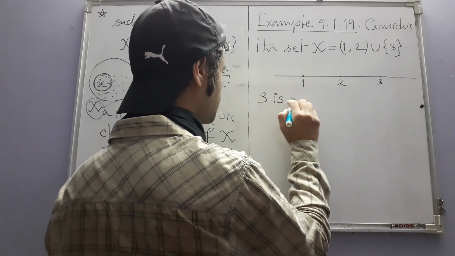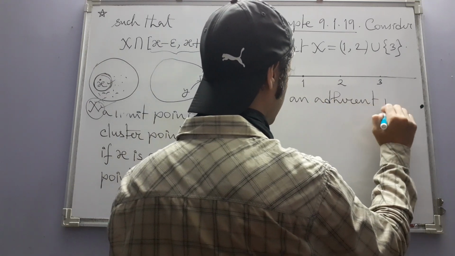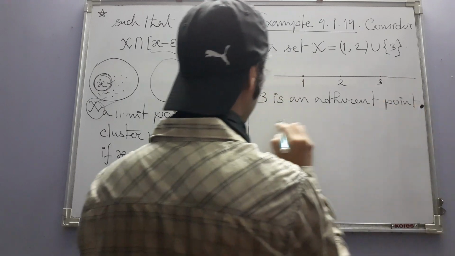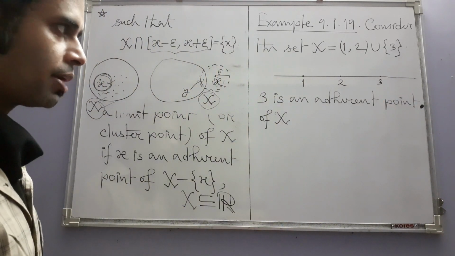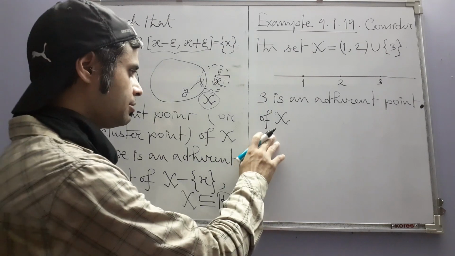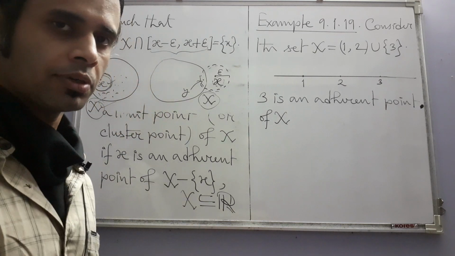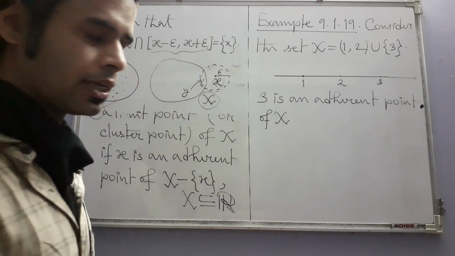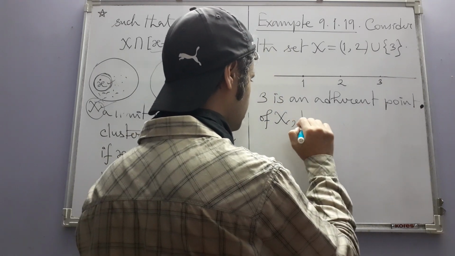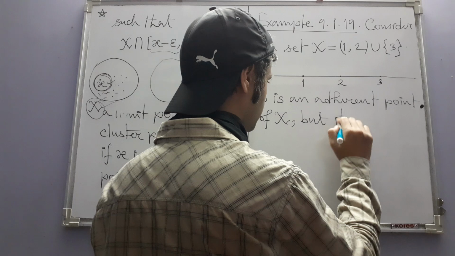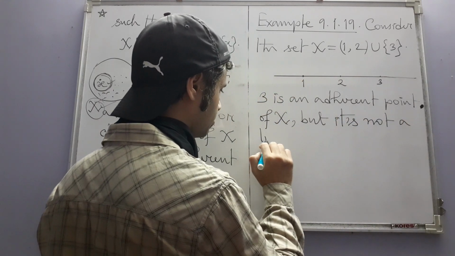3 is an adherent point of X, simply because 3 is a point of X. We have already seen that every point of a set is its adherent point, but there may be others also outside. Okay, so 3 is an adherent point of X, but it's not a limit point.